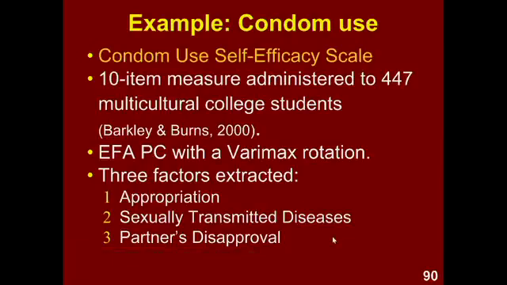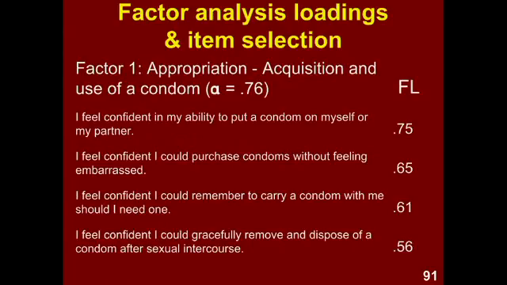Appropriation, which is getting hold of them. Second factor was what it indicates or doesn't indicate about whether you've got an STD. And third factor was how you handle the perception that your partner may disapprove of using them. Okay, so factor 1 had 4 items. Now we've only put here the primary loading, so factor loadings 0.7, 0.6, 0.6.